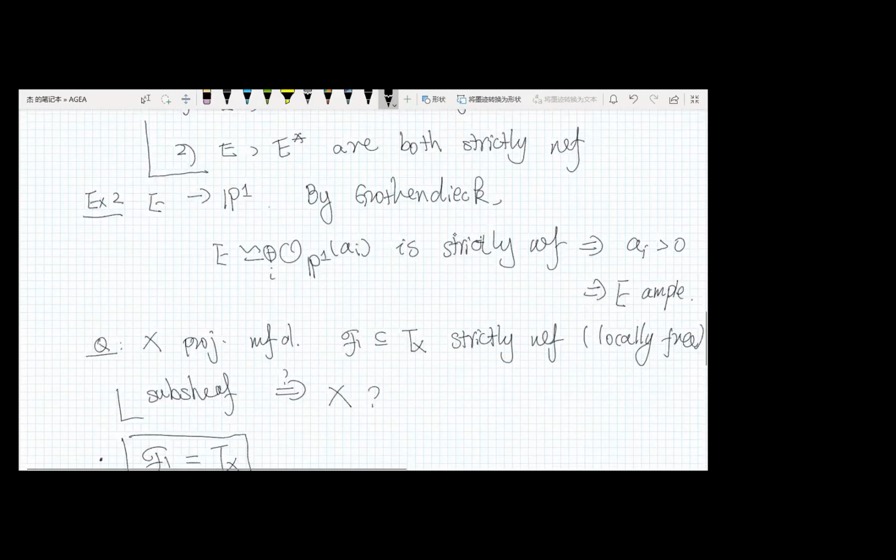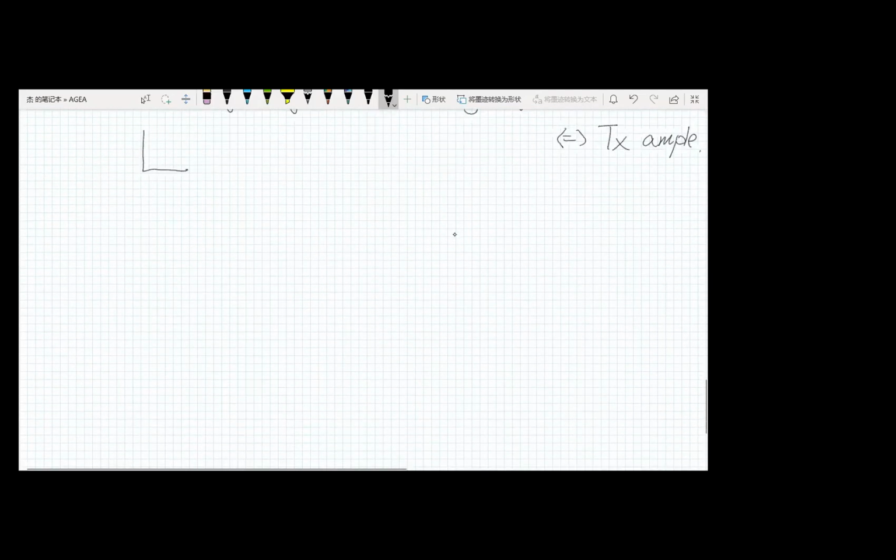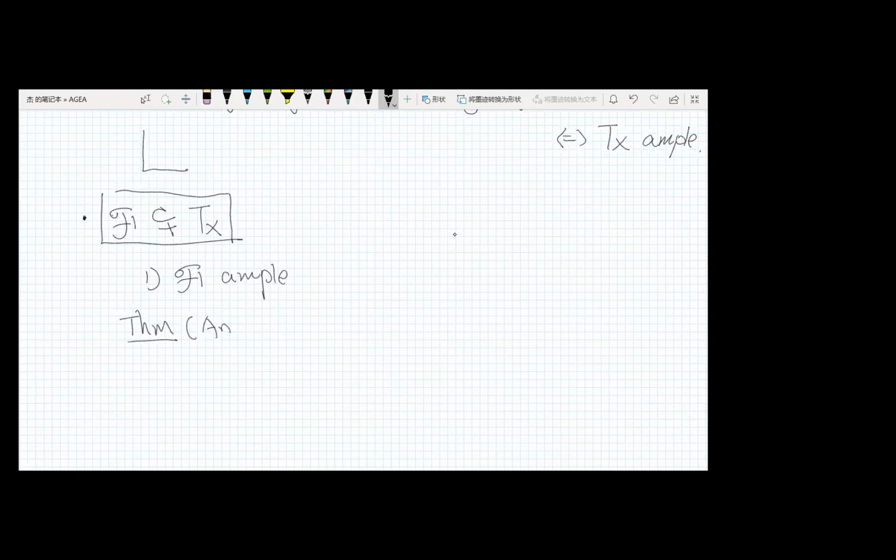Now the question is we want to study the case where F is a saturated subsheaf of T_X and F is not equal to T_X. For the case F ample, this was studied before by many mathematicians, and the result is as below. It is proved by Andreatta and Wisniewski.